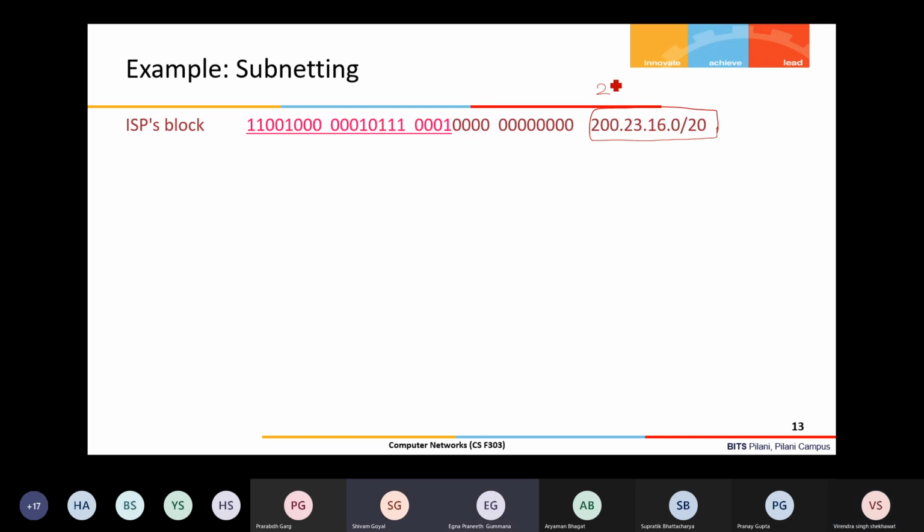Two power 12, so 32 minus 20, so it is 2 power 12. 2 power 12 is 4096. Okay, that is understood. Out of these 4096 addresses in a given block, we usually reserve two for special purposes: one for sending data to all nodes and one for the network address.